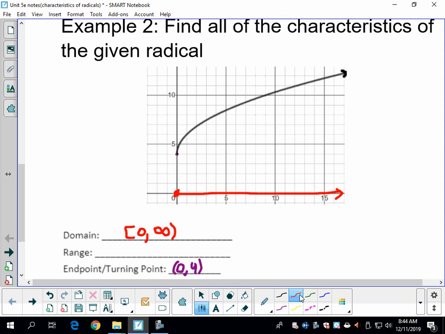Range. Range is going to be your y values. Here is the lowest y value, and then this will continually go up. If you squished it over to the y-axis, it goes up, up, up forever. So it starts at 4, and it'll go up to infinity. Again, at 4 there's a closed point. Closed point means it's included, or equal to, and goes to infinity.